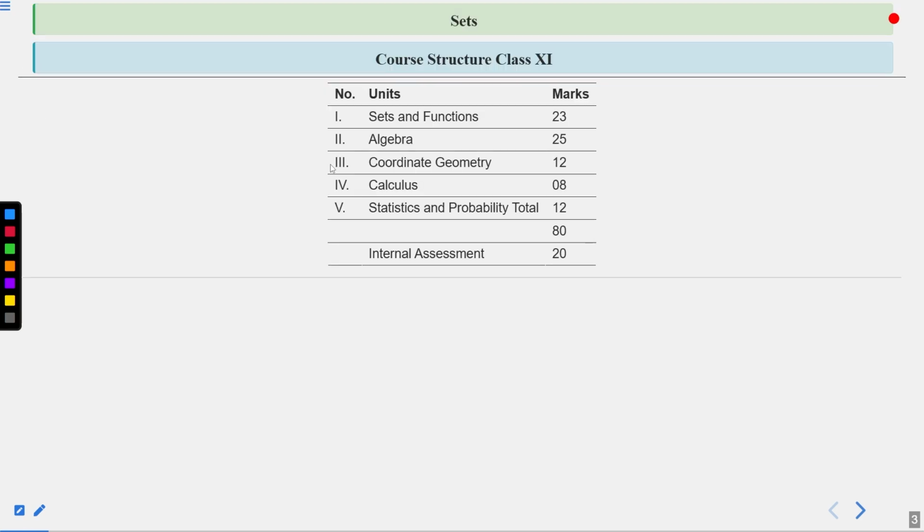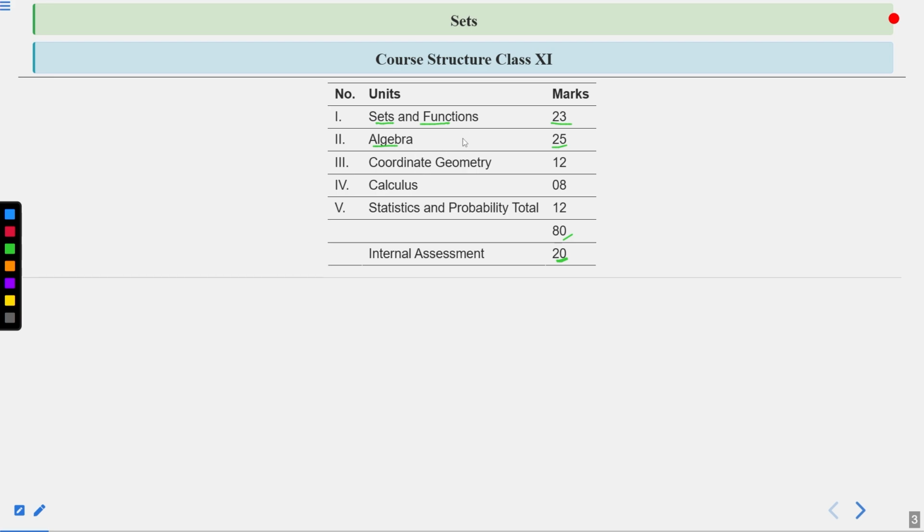So, first of all, let us understand the course structure of class 11th mathematics. Mainly you will see this unit, sets and functions, will be covering 23 marks out of 80. Your theory paper will be of 80 marks and the other 20 marks will be given in internal assessments. The second unit consists of algebra only, 25 marks in algebra.